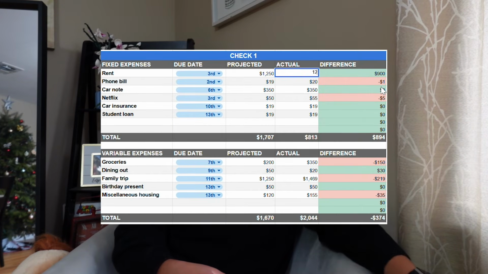So projected is for you to fill in before the month starts. And an actual is when you're supposed to fill in at the very end and see what you spent. And then the difference category automatically calculates the difference. So if it's anything below 0, it's red. If it's 0 or higher, it's green.